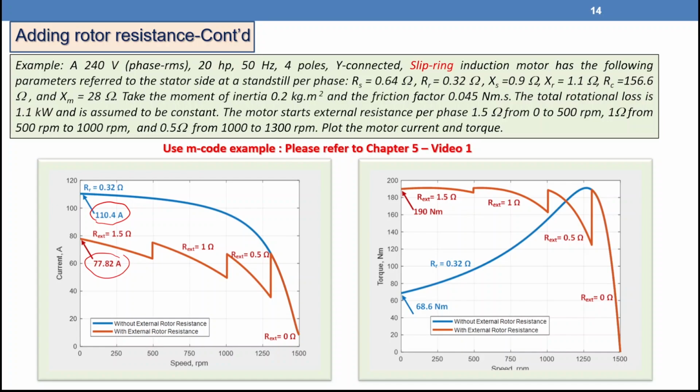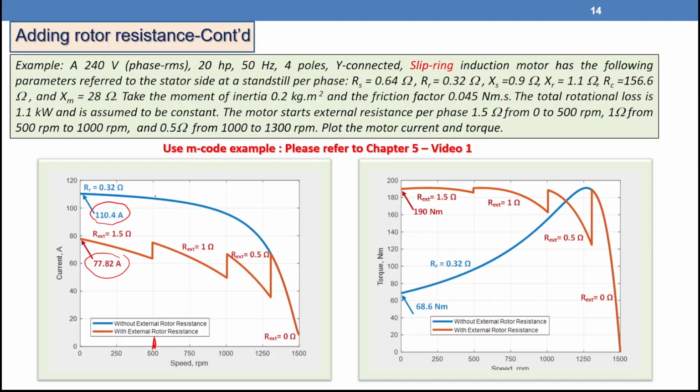So the 1.5 ohm should carry this current. This means that you need a resistance in the range of 10 kilowatts per phase. So we need 3 resistors, 10 kilowatt, each can carry this current, which is 77.82 ampere. After 500 RPM, we're going to reduce the resistance from 1.5 to 1 ohm, so the current is reduced.